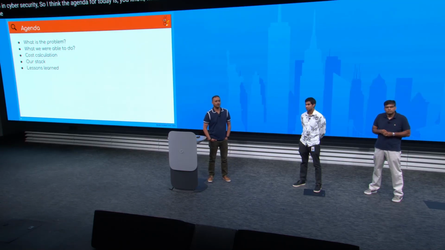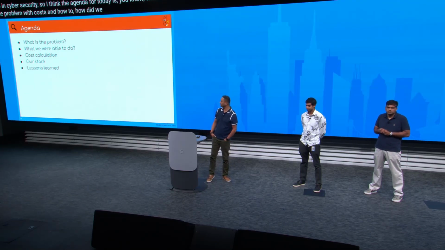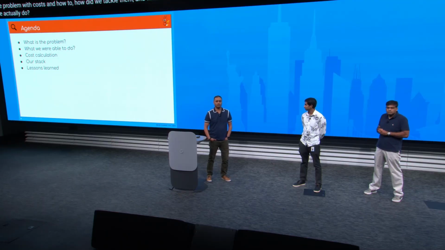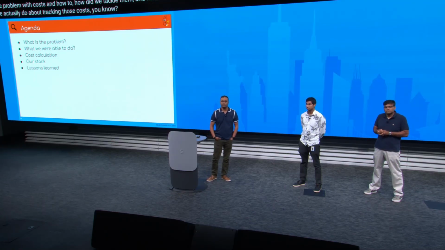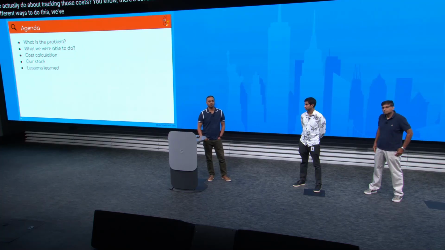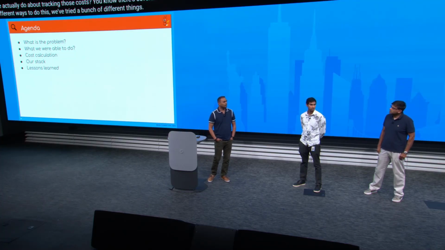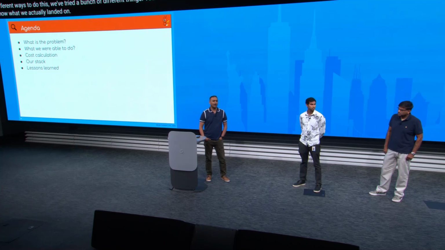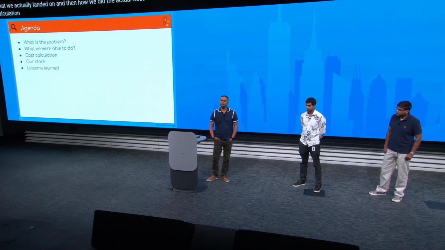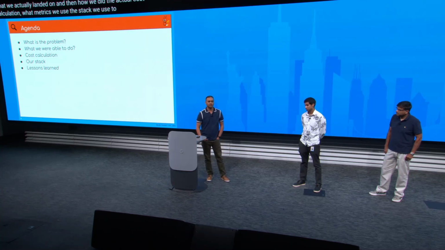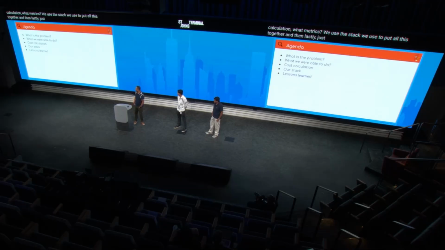So the agenda for today is: what is the problem with costs and how did we tackle them? And what did we actually do about tracking those costs? There are several different ways to do this. We've tried a bunch of different things. What we actually landed on, and then how we did the actual cost calculation, what metrics we used, and the stack we used to put all this together. And then lastly, things we learned along the way, things that you could probably benefit from, looking at some of this and applying it to your own pipelines in Beam.